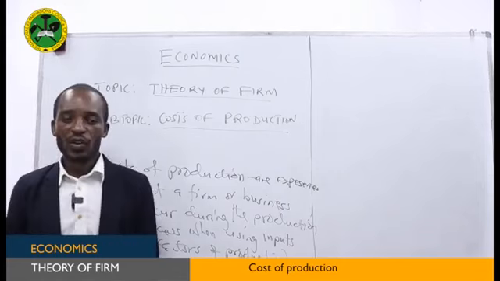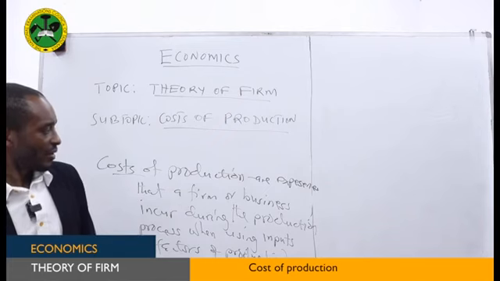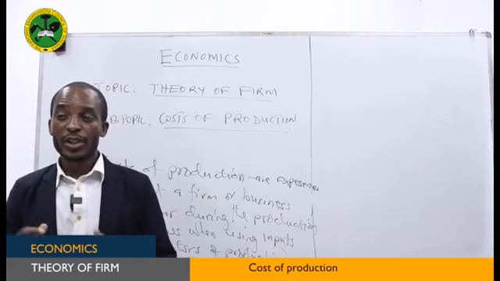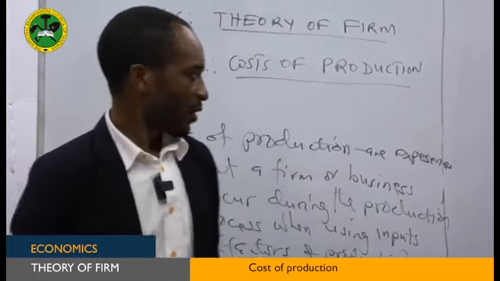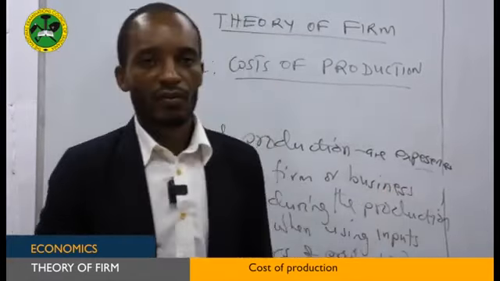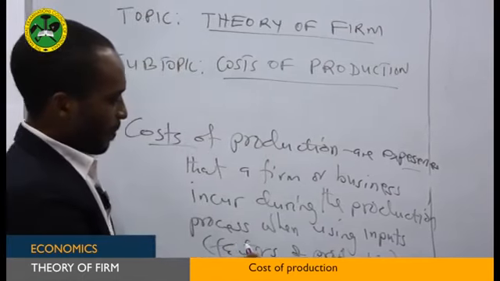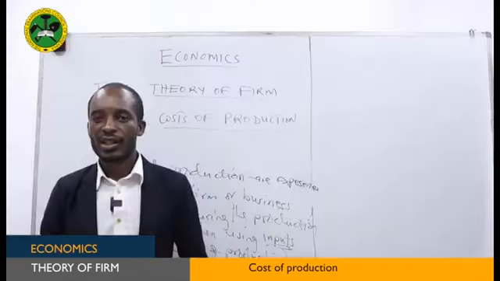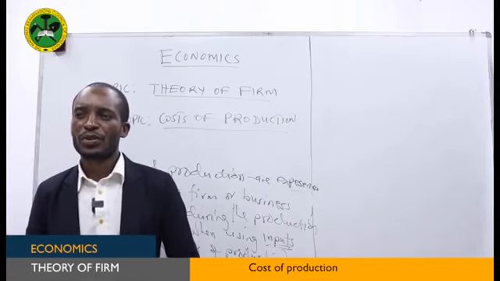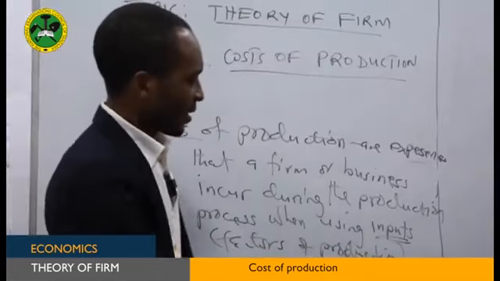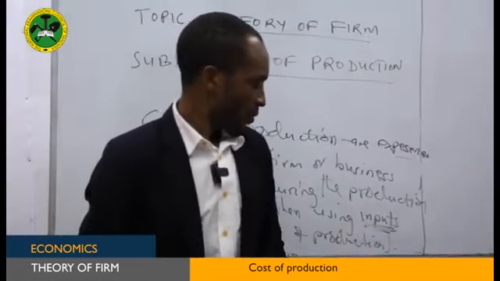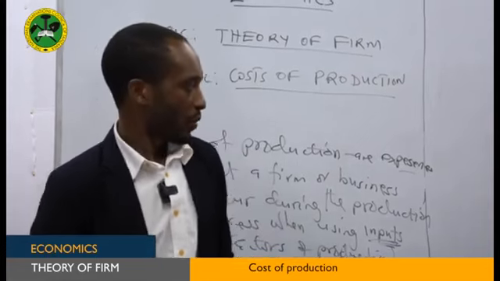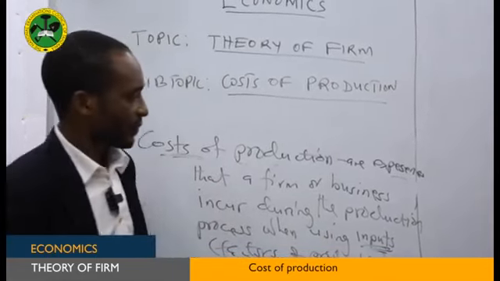So a firm or a businessman or woman, when producing a commodity, will incur some costs. Those costs are expenses which we use to buy the inputs. And the inputs we are talking about here are raw materials or any materials used to produce a commodity. For the inputs we need to use in the production process, we must pay a certain cost. So we call it the cost of production.